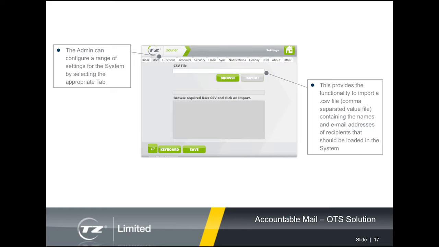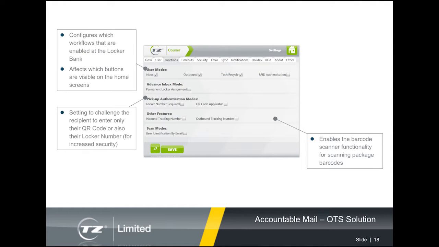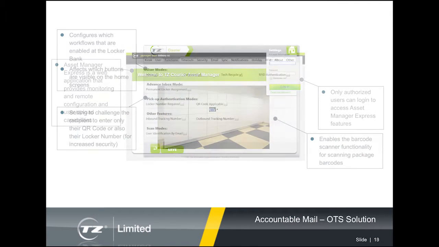This provides the functionality to import via CSV file the list of all the recipients in the building. This settings page allows you to configure which workflows are enabled at the locker bank. Ultimately, it affects which buttons are visible on the home screen.